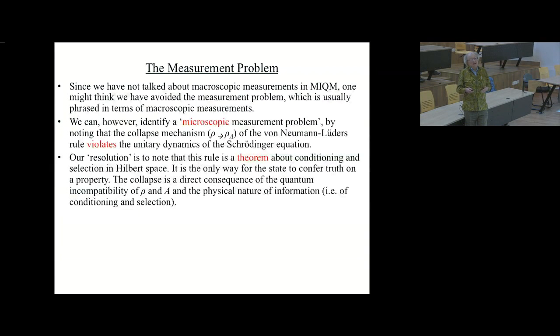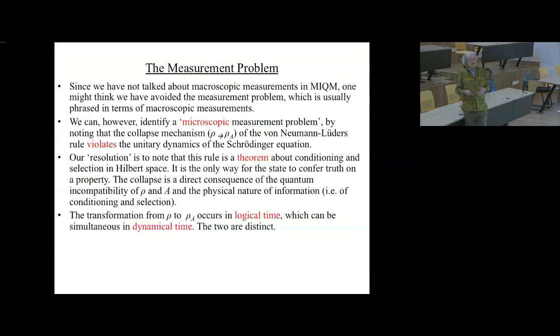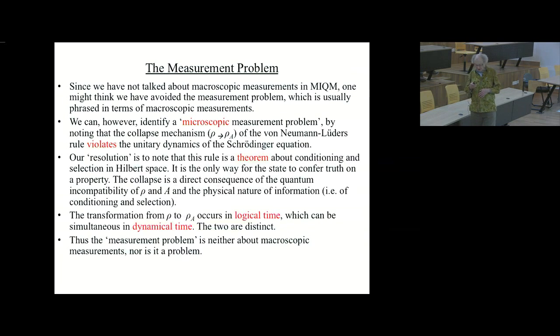It's the only way for the state to confer truth on a property. The direct consequence of the quantum incompatibility of rho and A, of states and properties in general, and the physical nature of information. So the transformation, that's the same as what I've said before. Thus, the microscopic measurement problem is neither about macroscopic measurements, nor is it a problem. It's just a theorem.